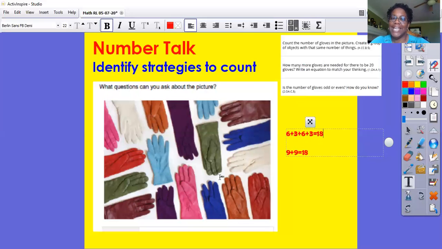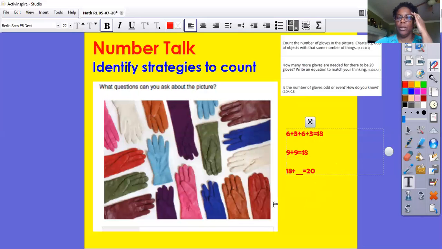There are 18 gloves. There's different ways we can actually come up with that number. So our question is, how many more gloves are needed for there to be 20 gloves? So we have 18 gloves plus how many more, I'm going to put a line there, equals how many altogether we need? You got it, 20. So type in 20. 18 gloves plus how many more to make 20?